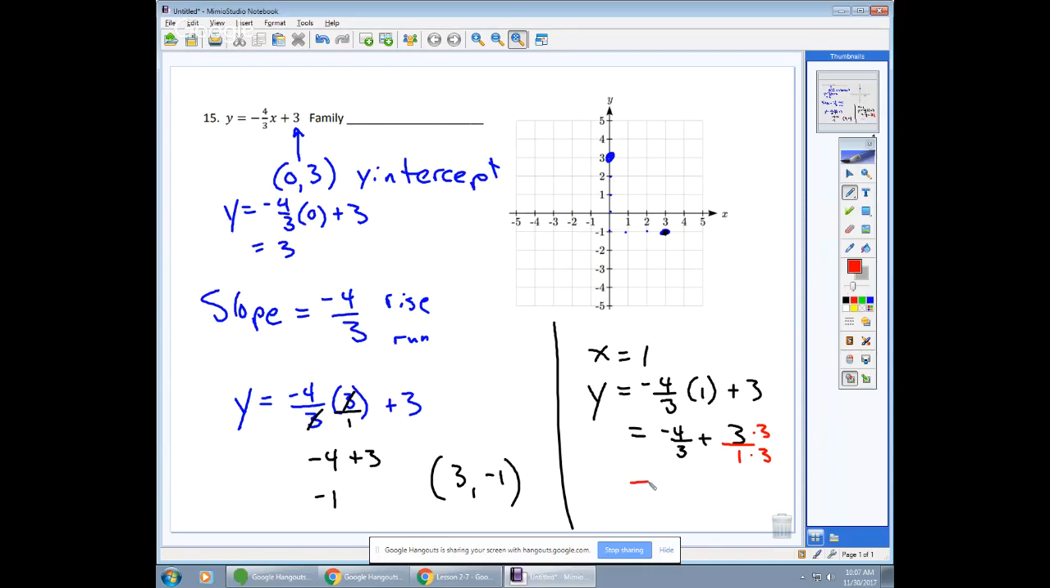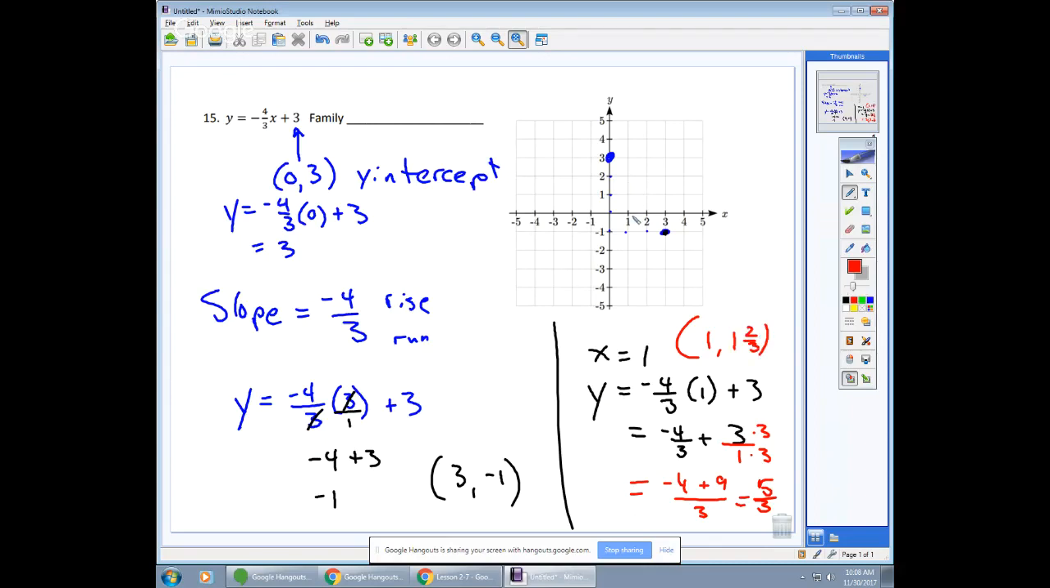So now that gives me -4 plus 9. Common denominator is 3. So what's that? 5/3? And 3 goes into 5 once with 2 left over. So it looks like this is going to give me the point (1, 1 and 2/3).